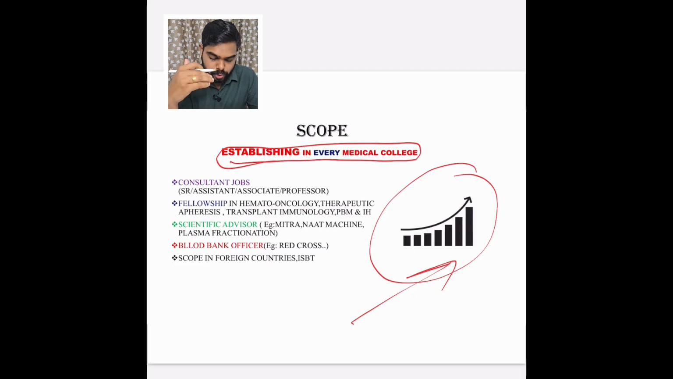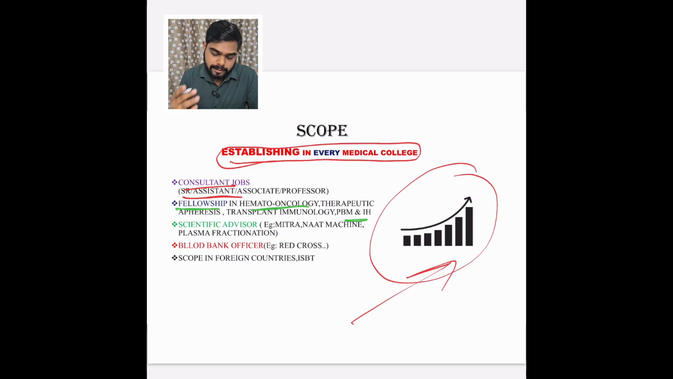What is the scope for this job? As I said, we have consultant job availabilities as SR, assistant, associate professors or professors in each medical college or the new institutes where these branches are being established. After this MD, it is enough to settle for your lifetime. But there are still further studies you can do, like fellowships: fellowships in immunohematology, hemato-oncology, therapeutic apheresis, and transplant immunology. This will become most trending soon, and you will be very well settled in the future.